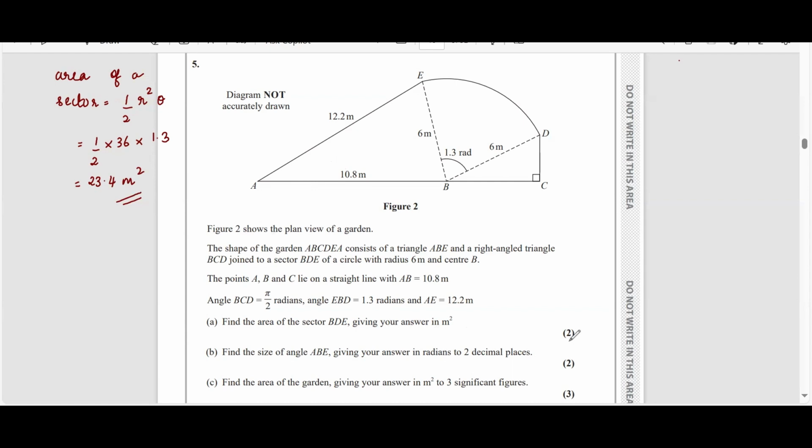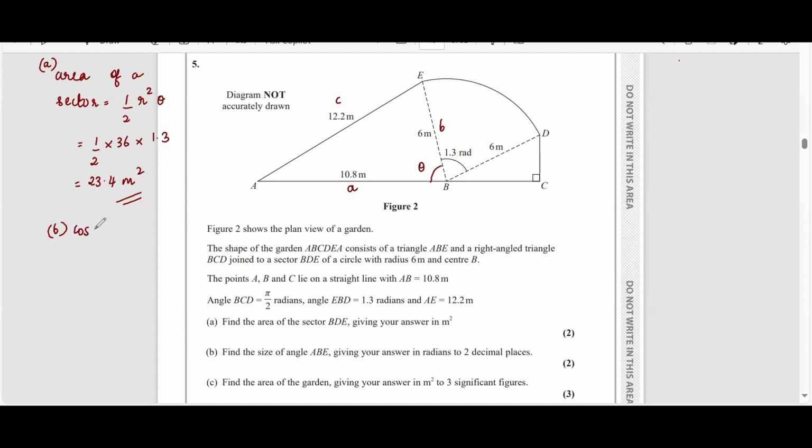It's a 2-mark question. Now the second part, part B, is to find the size of the angle ABE. To find this angle, we can use the cosine rule. Let's take this side as a, this as b, and the opposite side as c. Let's take this angle as theta for the time being.